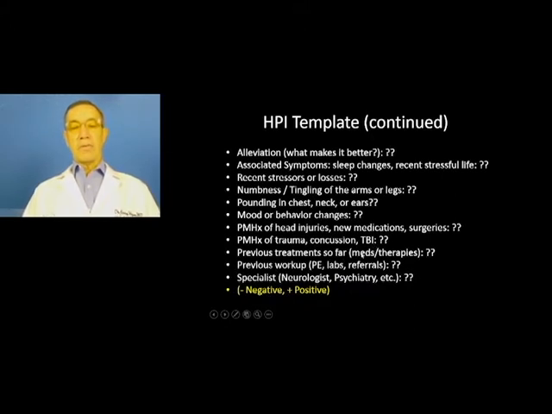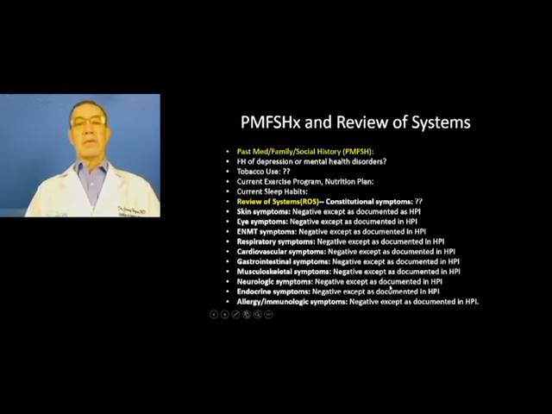What have they done so far to treat it? What medications and therapies? And have they had a previous workup? Physical exam, labs, referral, and have they seen any specialists such as a neurologist or psychiatrist? In the past medical family social history, we'll go through, do they have a family history of depression or mental health disorders? Are they a tobacco user? And how's their exercise program, their nutrition plan, and their current sleep habits? And constitutional symptoms on review of systems, have they gained or lost any weight since the last visit? And then you go through the rest of the review of systems.